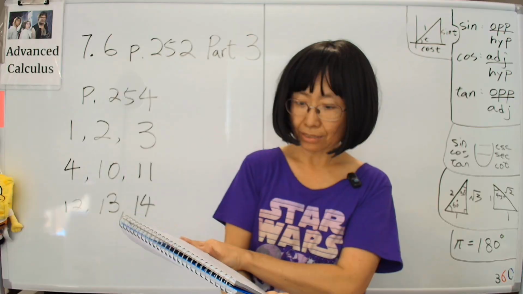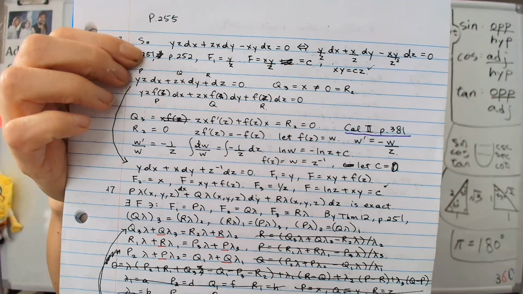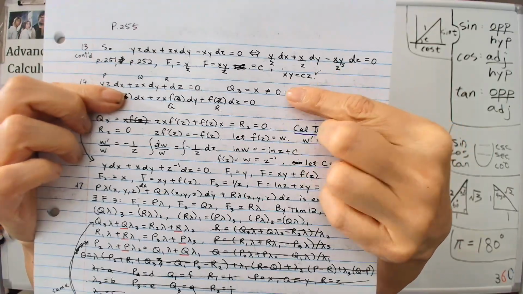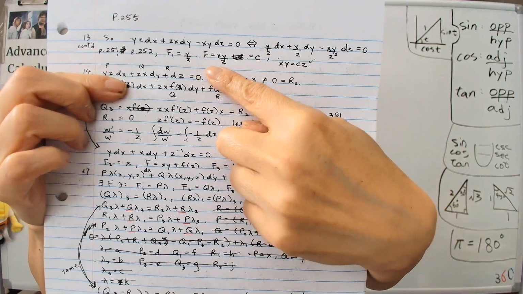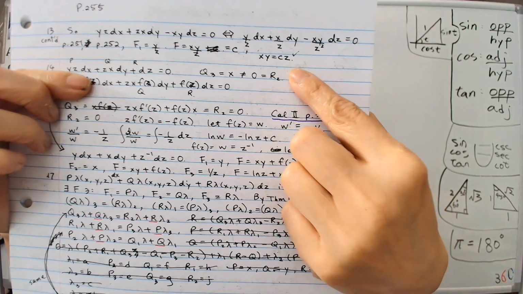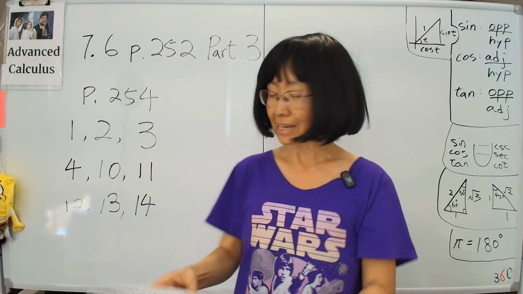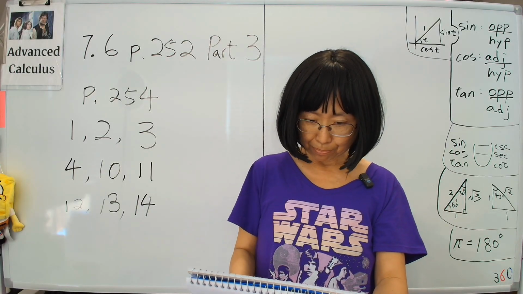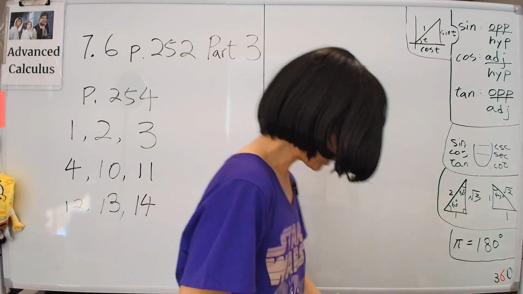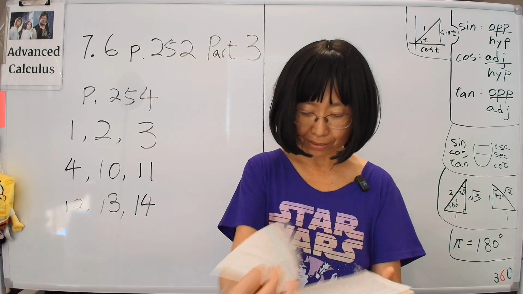So let's look at the next page. Our original equation, we changed it a little bit into the new equation, and after that we're able to integrate, and big F is equal to xy over z equal to a constant, or xy equal to constant times z, which is the answer at the back of the book. So far so good, and that's problem 13. Next, let's look at problem 14.